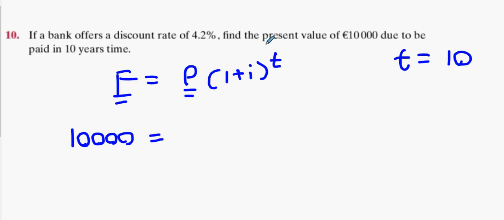See the way I said present value and then P is the present? That's what just threw me for a second. So you're expected to have 10,000 euro in 10 years' time.